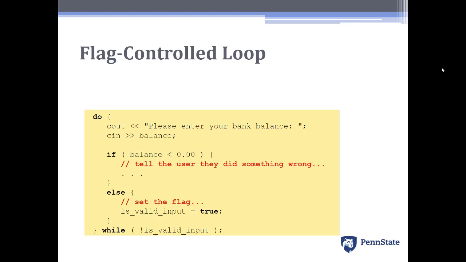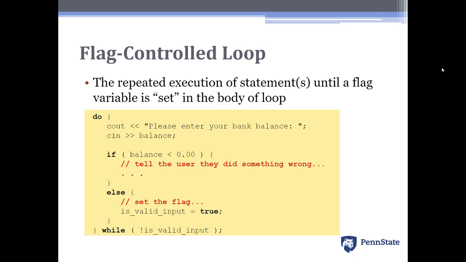First, we mentioned the idea of a flag-controlled loop before. This is a repeated execution of a set of statements until some flag variable, usually a Boolean variable, is set in the body of the loop. For example, you see here a do-while loop, which is a flag-controlled loop.